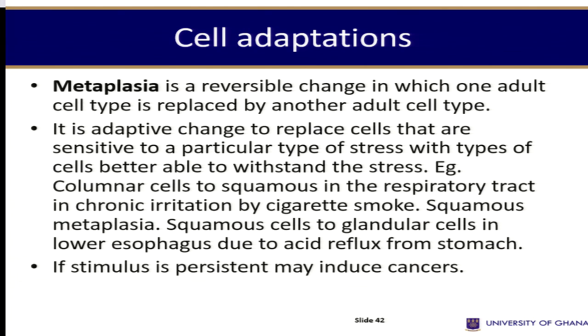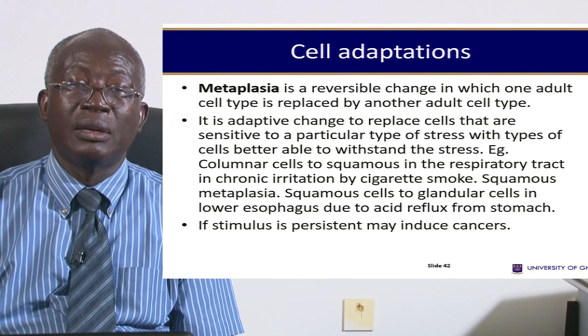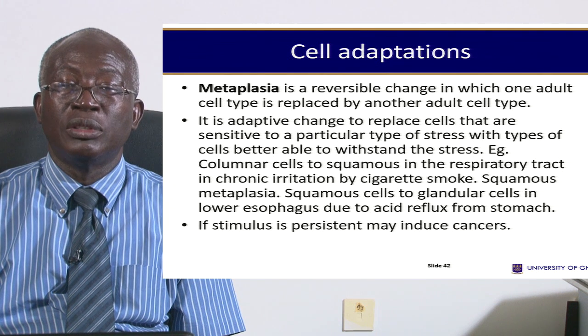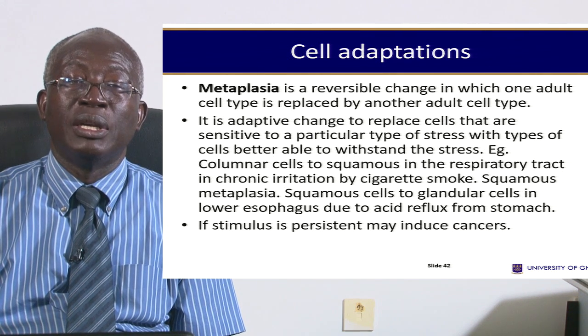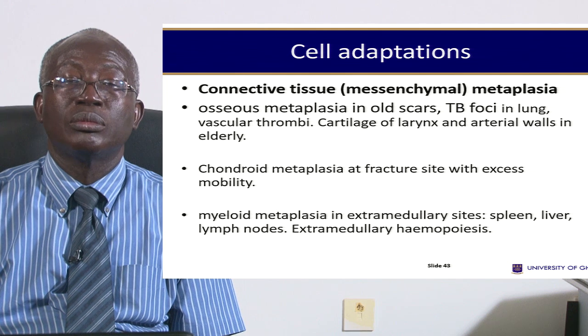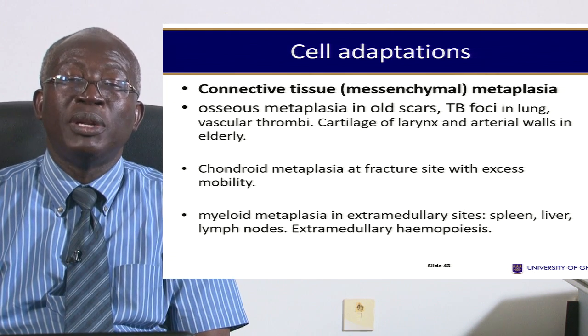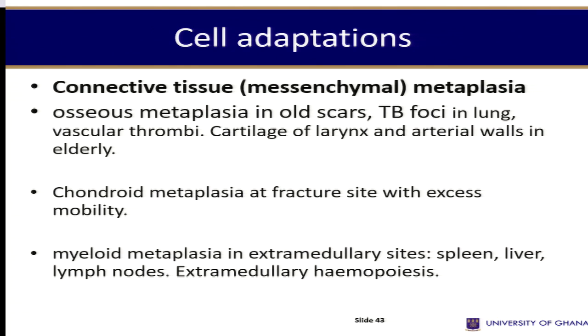Metaplasia, when persistent, may induce a cancer. So when it is found, it's dealt with quickly. Otherwise, a cancer may result. Now, metaplasia can also occur in mesenchymal tissues or connective tissue. So sometimes bone occurs in vessels. It may also occur in old scars or a place where there was healing in the past. That is osseous metaplasia. Chondroid metaplasia may occur at a fracture site.